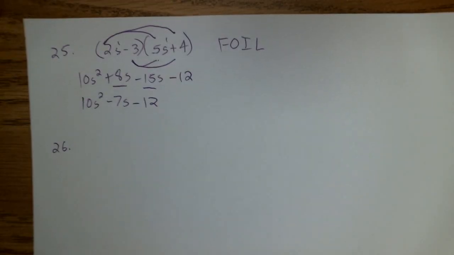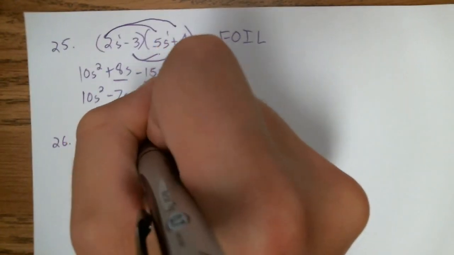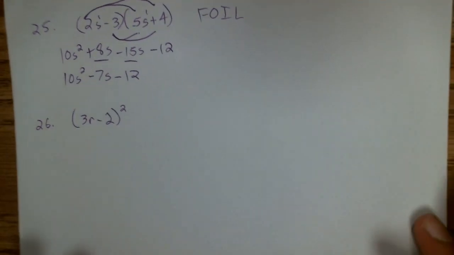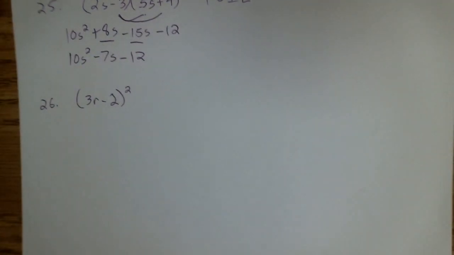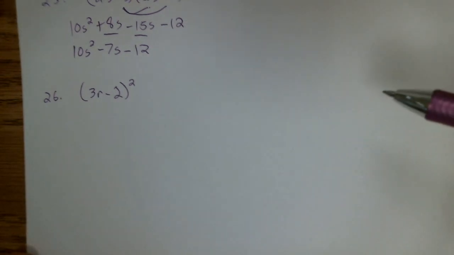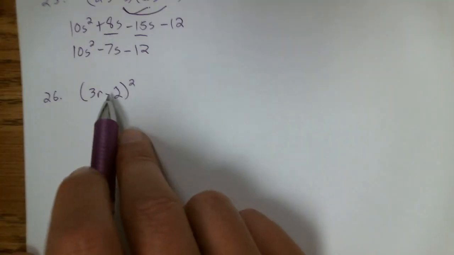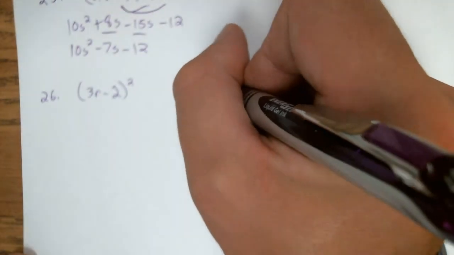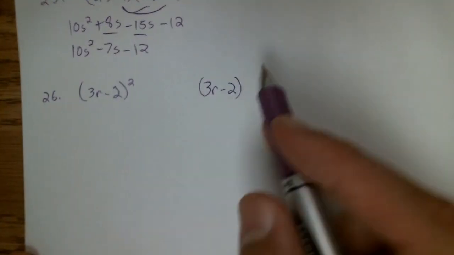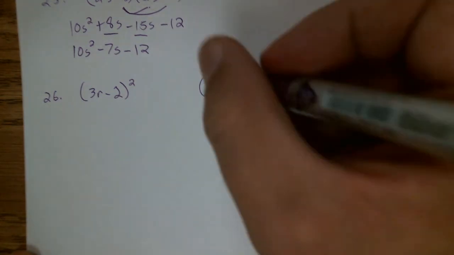26. Oh, this is one of our special cases. Okay, 3r minus 2 squared. Now tomorrow on the test, again, if you know the shortcut, then that's going to save you some time. If you don't know the shortcut, guys, you can still revert back to FOILing this out. If you can't remember what the formula is, just come out here to the side and write it again. 3r minus 2 squared, so it's 3r minus 2 times another 3r minus 2. All right, and then just FOIL it out.